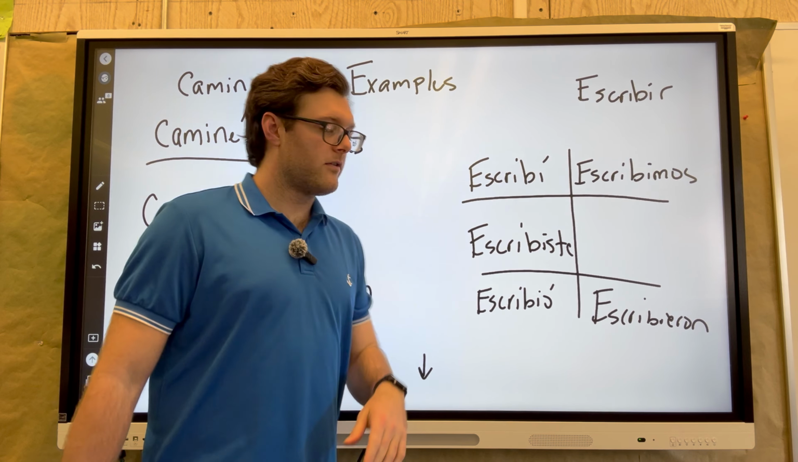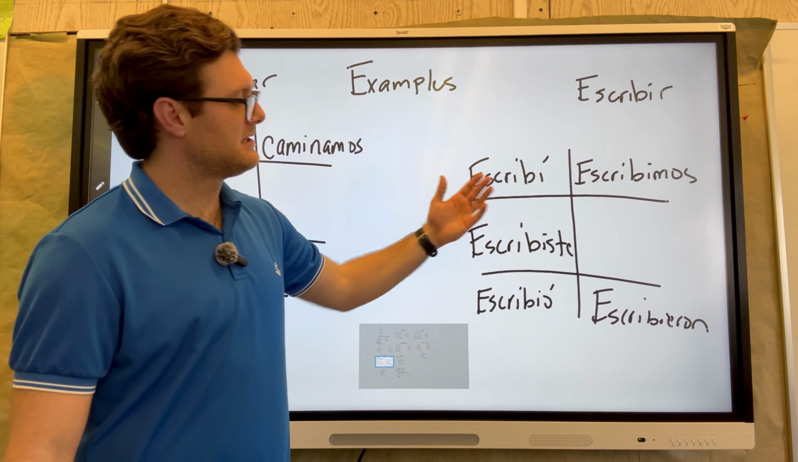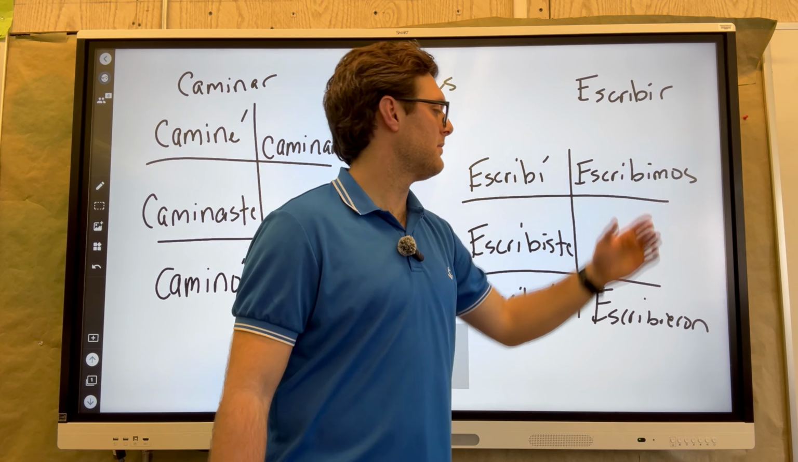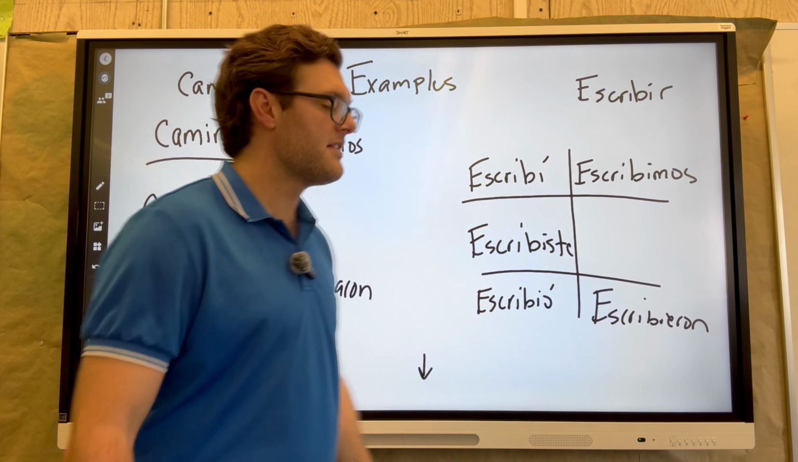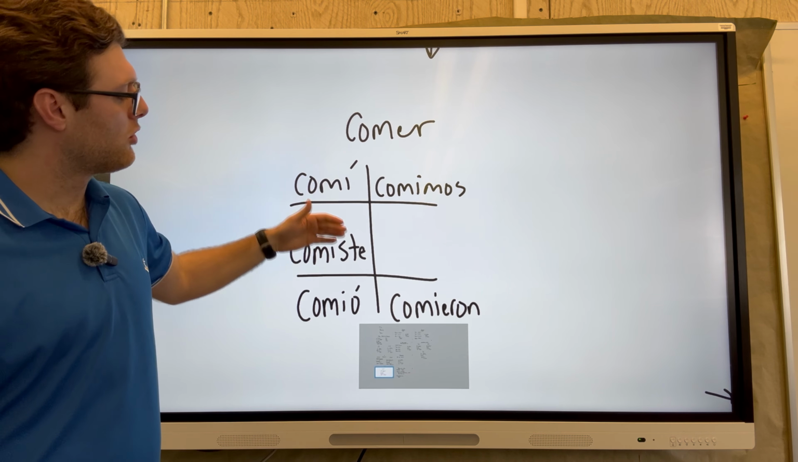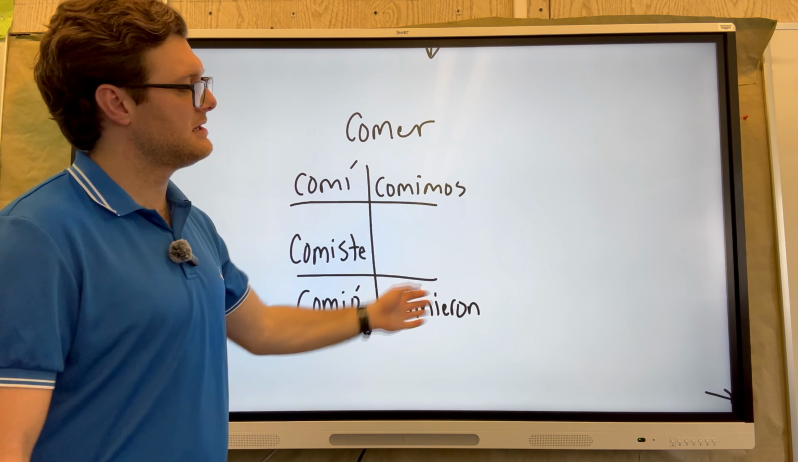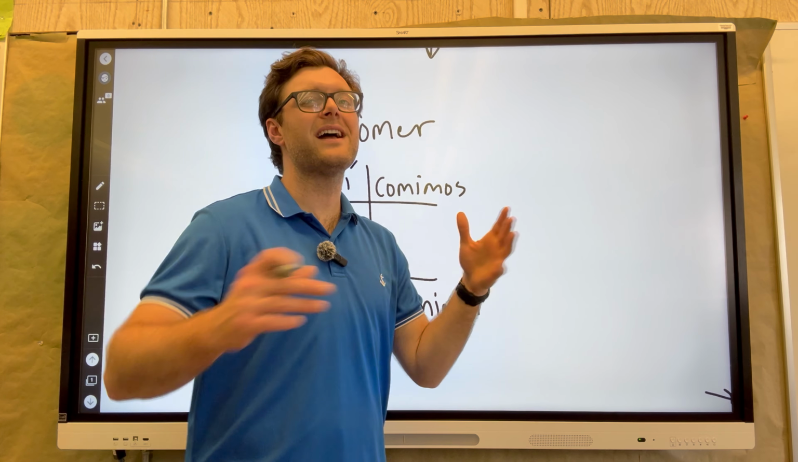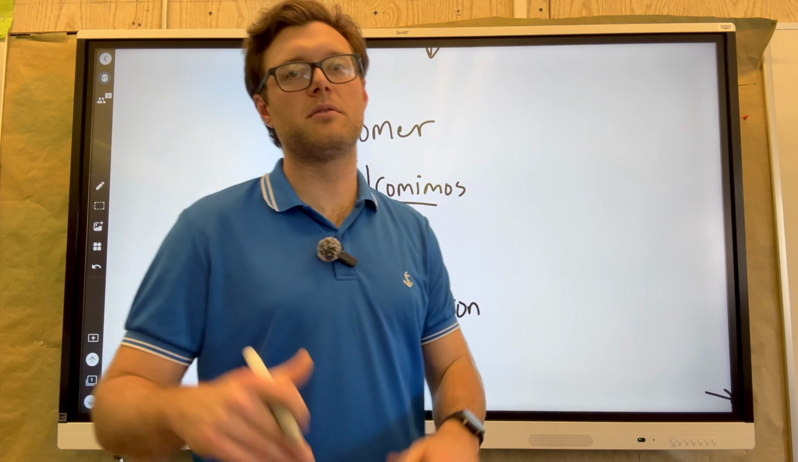Escribir is an IR verb. We have escribí, escribiste, escribió, escribimos, y escribieron. All right, and then our ER example I have here, comer: comí, comiste, comió, comimos, y comieron. All right, so that's how they look when we apply the endings.